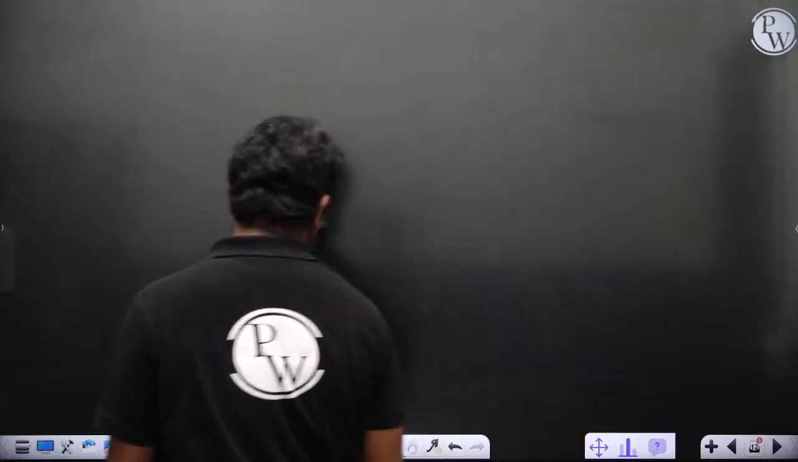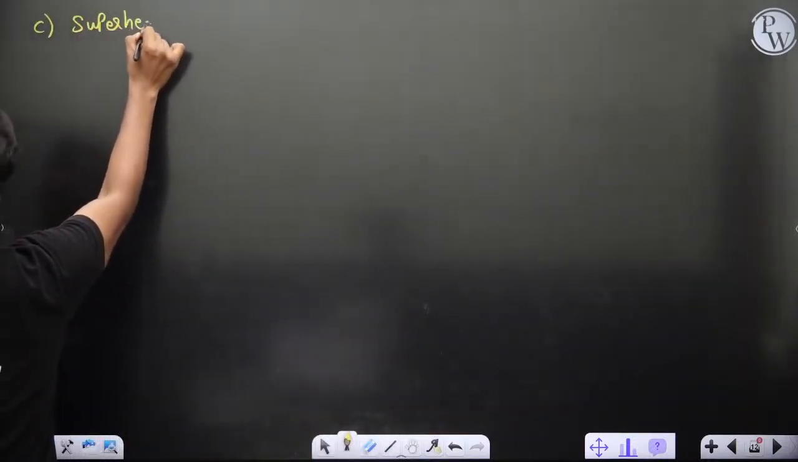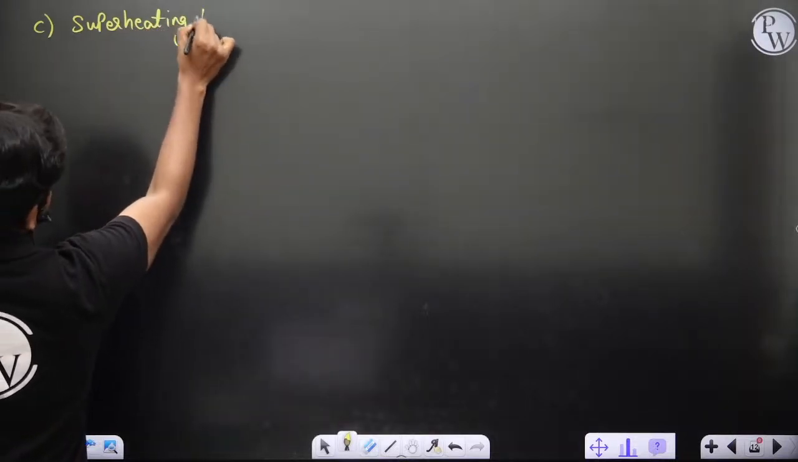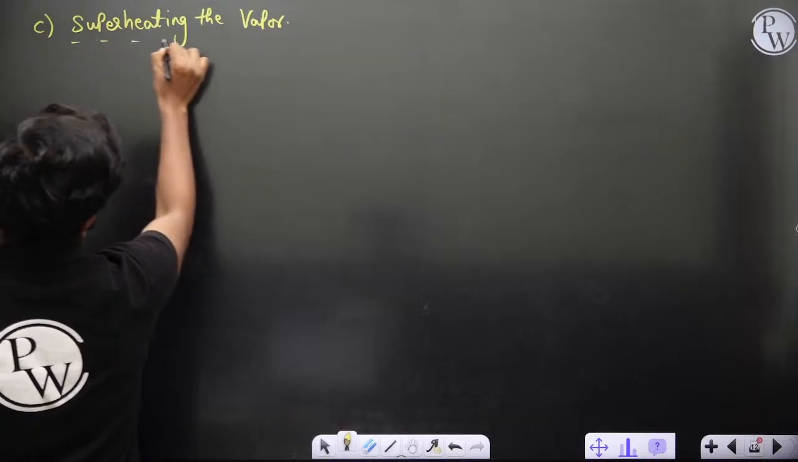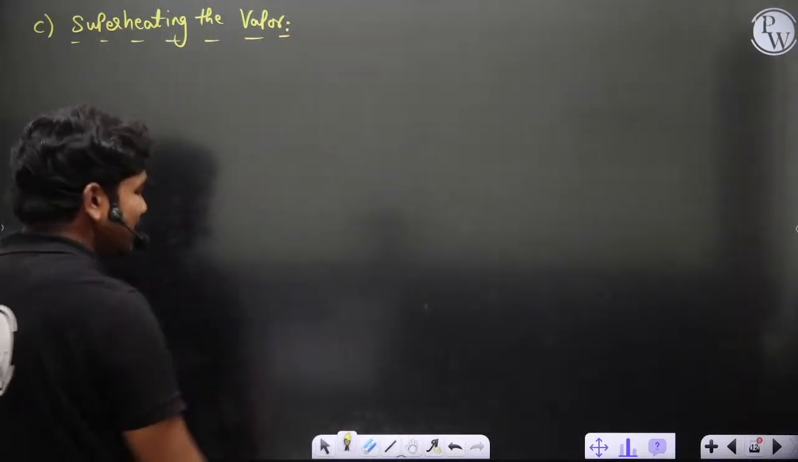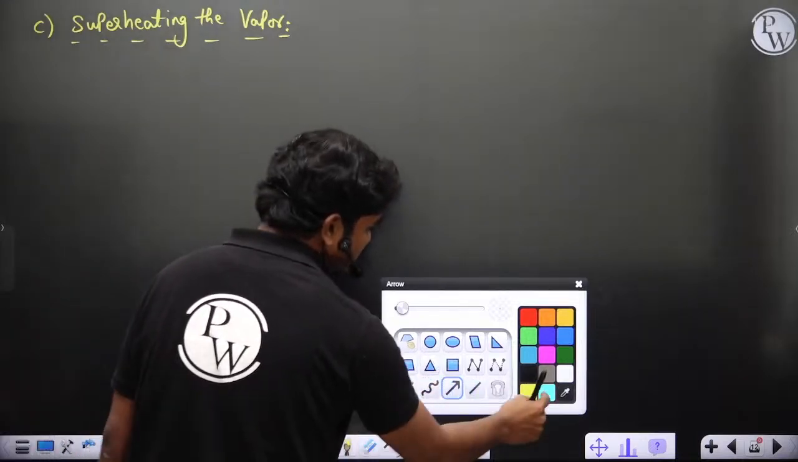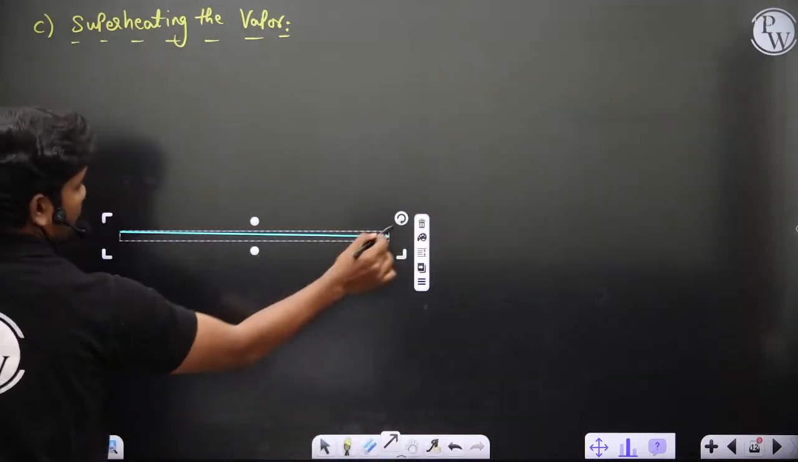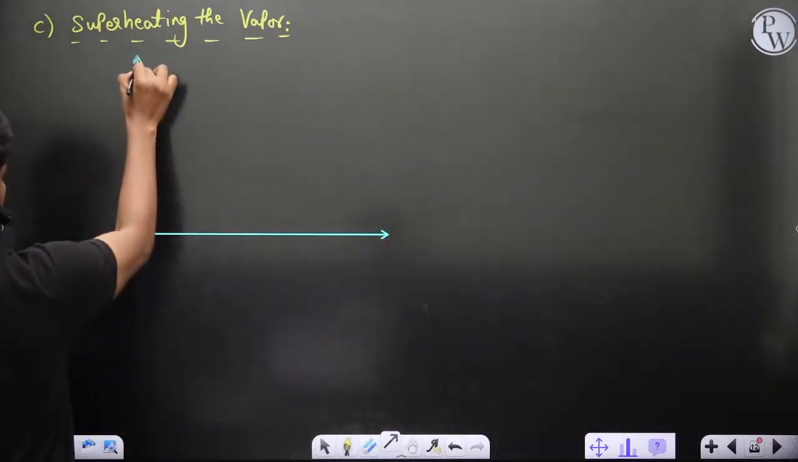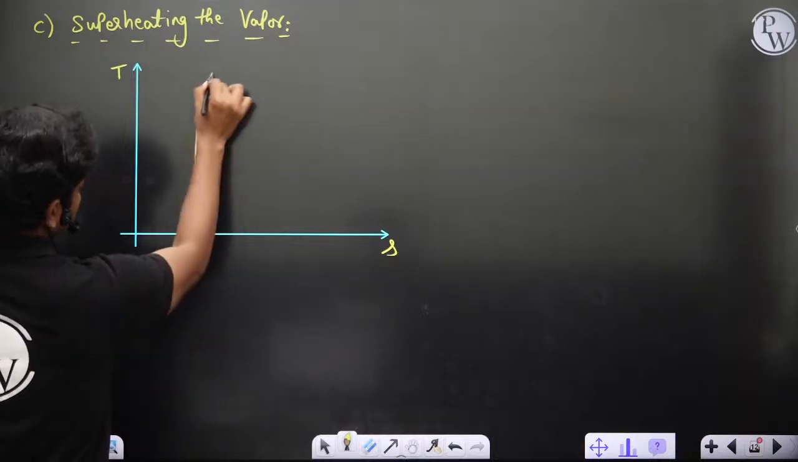So let's see the third way, which is superheating the steam, superheating the vapor actually. Let's see what is done in case of superheating. The cycle is, as you know, on the TS diagram.